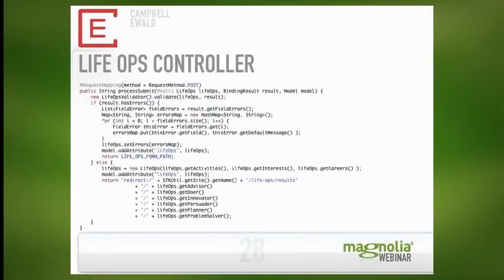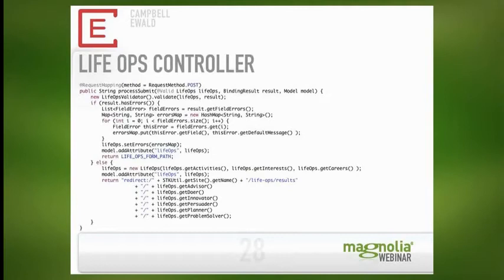Okay, so the next method that we have here is for handling post requests. And here we've added the valid annotation from the Spring support for the Bean validation API, so that any posts that come in validate against that model. We also have the transient values, so we'll call our LifeOps validator and validate those transient values.